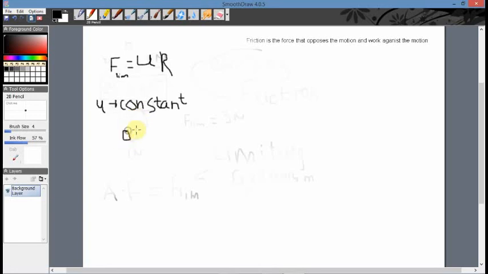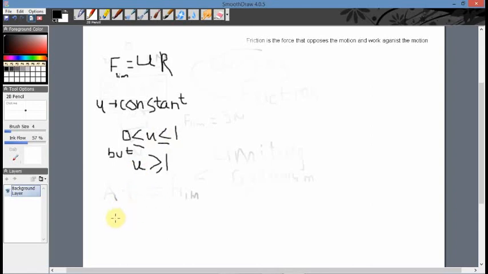Mu has a value between 0 and 1, but always remember, in some cases mu can be greater than 1. The value of mu is between 0 and 1, but it can also be greater than 1. Now another thing to understand, how does the value of mu vary? The value of mu depends on the surface.